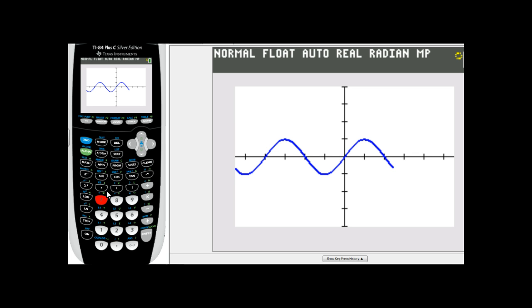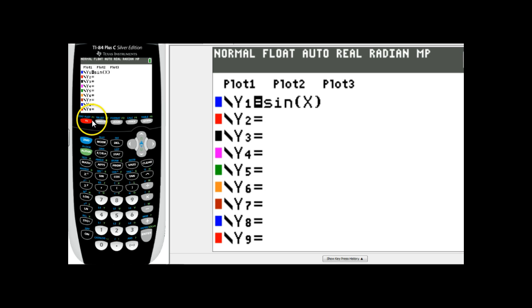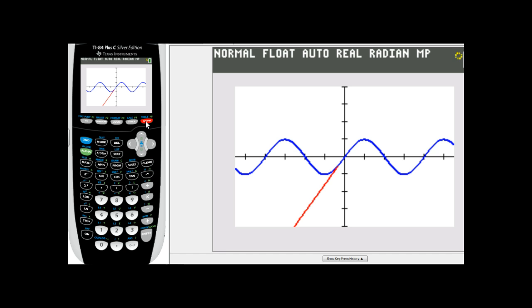If I wanted the inverse of that, remember switch x and y? Another way to say it is reflect over the line y equals x. So let's go over to y equals, and in y2, let's put in x. Let's graph that. Here comes a red line, the graph of y equals x.